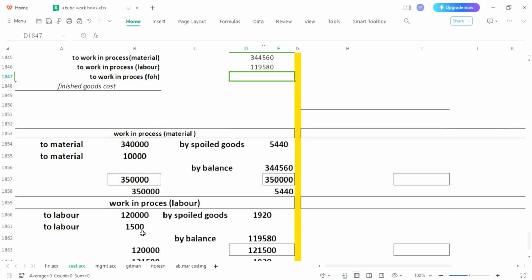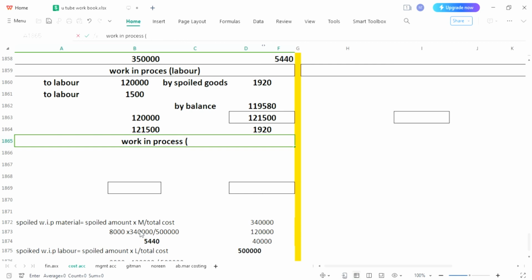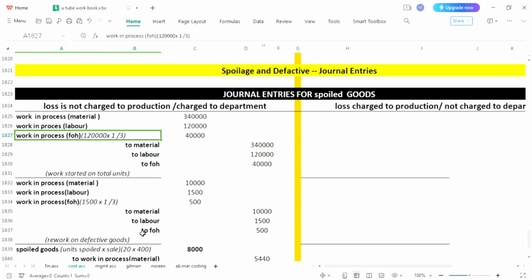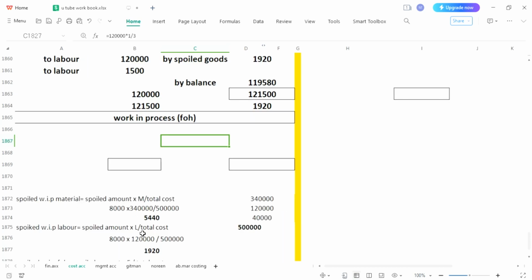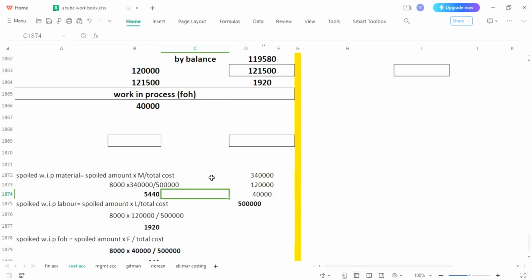It's time to see our third amount. For third amount we will again be making ledger for work in process FH. At this stage, we will again go back to the question and will observe work in process FH. First amount we have seen on debit side 40,000. So you will write 40,000 over here. Then we will see our second amount work in process FH is 500 again on debit side. So 500 would be put over here.